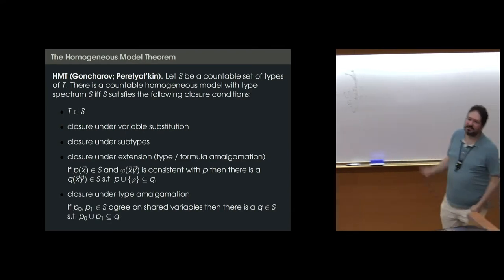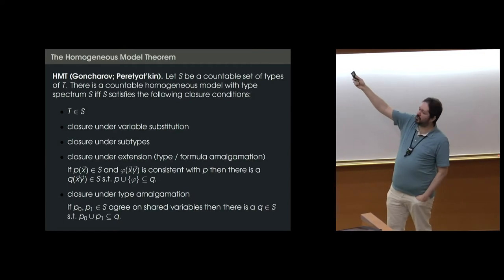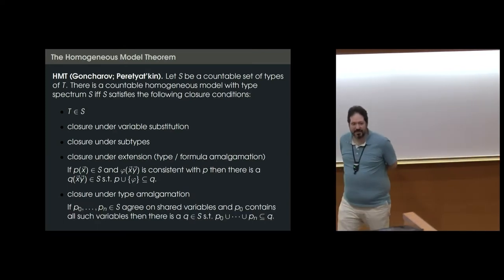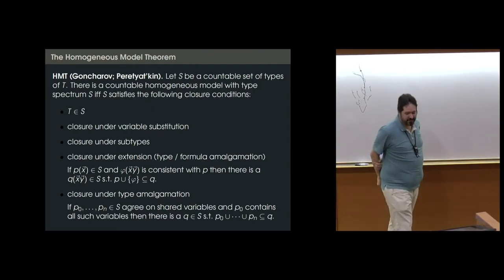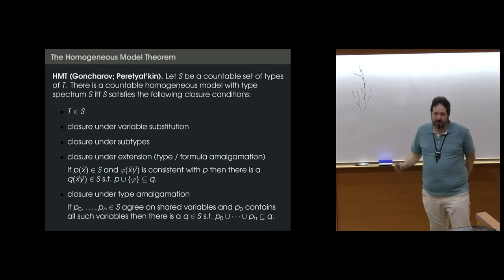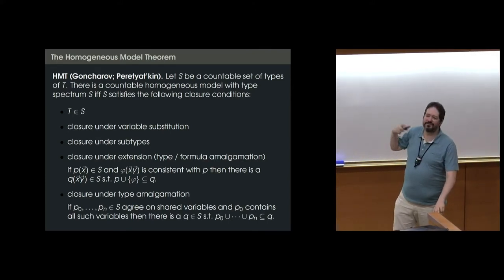Now, again, to make sure that what I'm saying is actually technically true, we actually want to work with a slightly different notion of type amalgamation, the one that says that if you have finitely many types that agree on shared variables and you want one of the types to contain all the shared variables, that's actually necessary. You can play around with it.